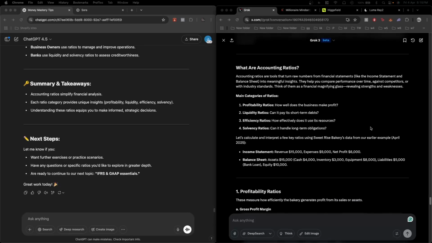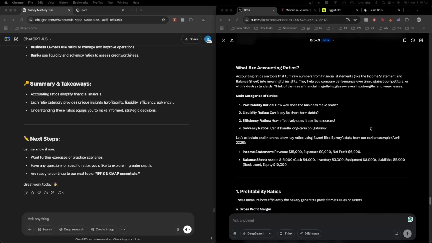The main categories of ratios. Number one, profitability ratios. How well does the business make profit? Number two, liquidity ratios. Can it pay its short term debts? Number three, efficiency ratios. How effectively does it use its resources? And then lastly, number four, solvency ratios. Can it handle long term obligations?